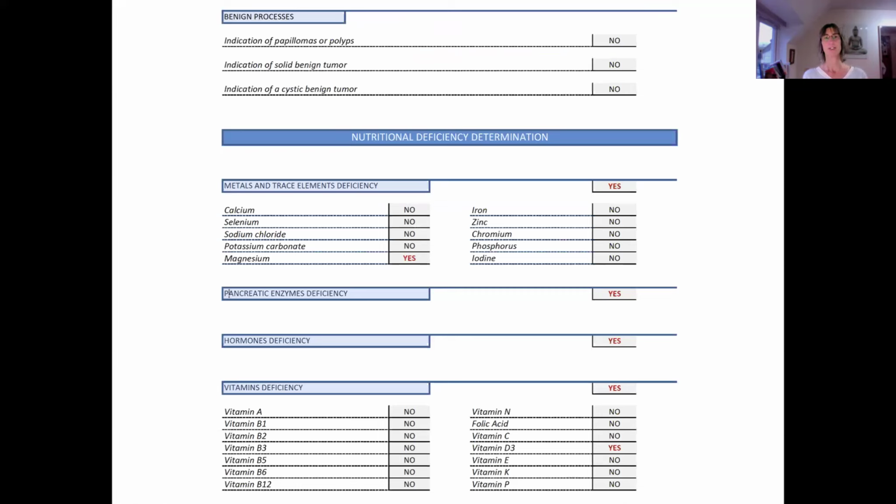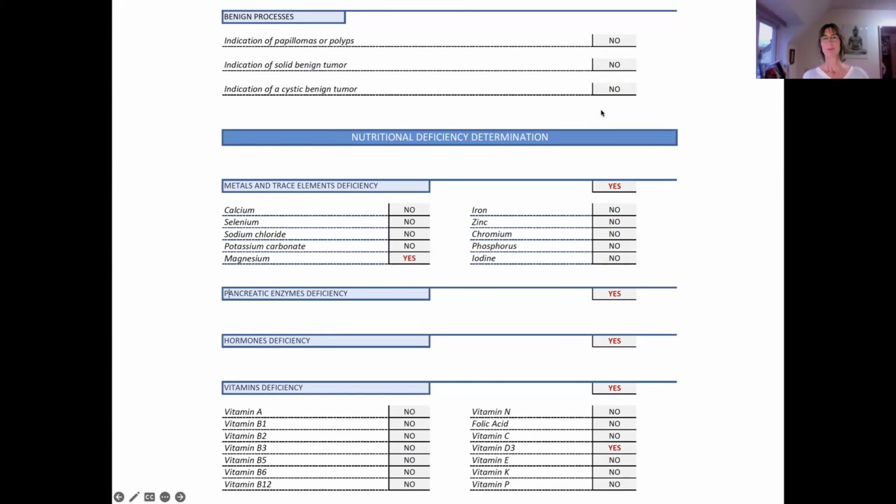Now, interestingly, we also have indications of pathological changes that involve papillomas or polyps, tumours, cystic tumours, solid or cystic benign tumours. So we can see if there's anything going on. And it has been that we have had clients coming who have had a tumour or a polyp that they had no idea about, and it was picked up on the scan here, and then they were able to go and investigate that and treat themselves accordingly. So it's a very useful indication.